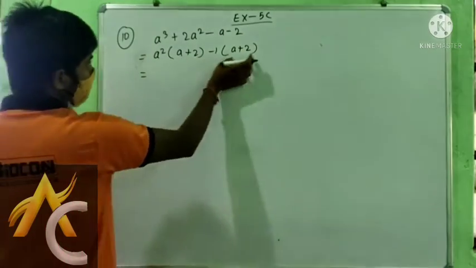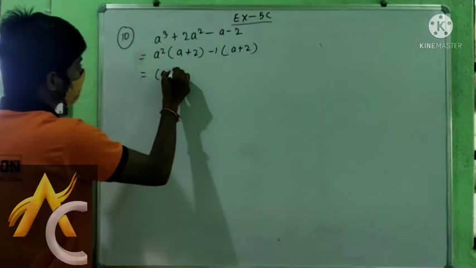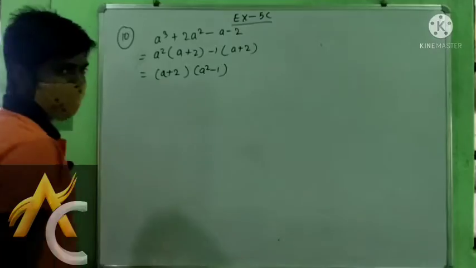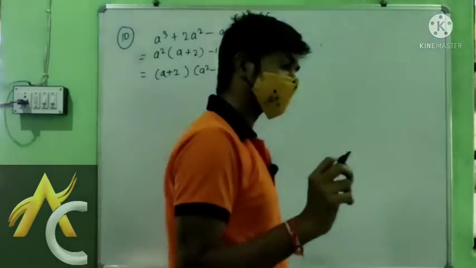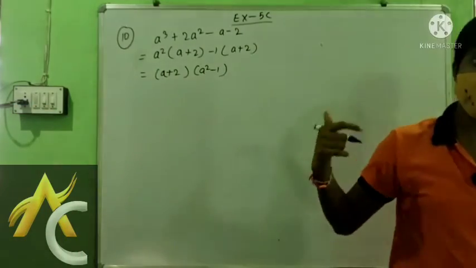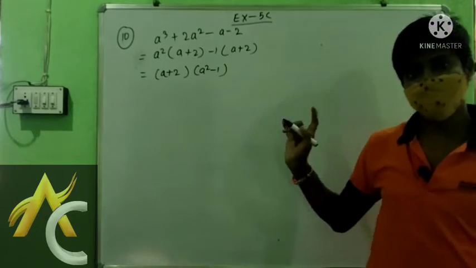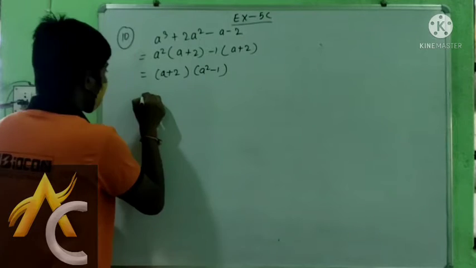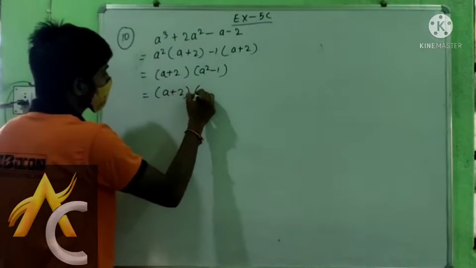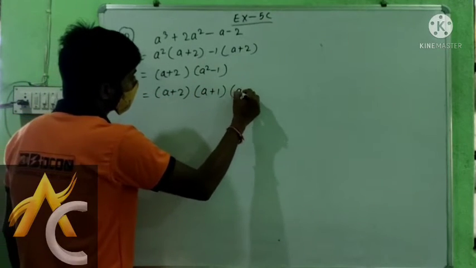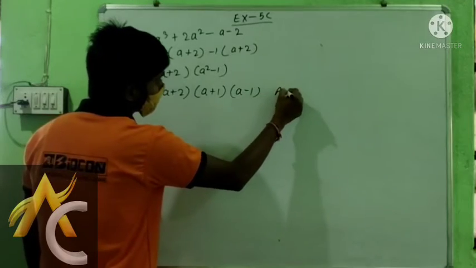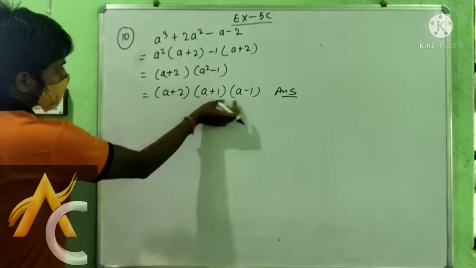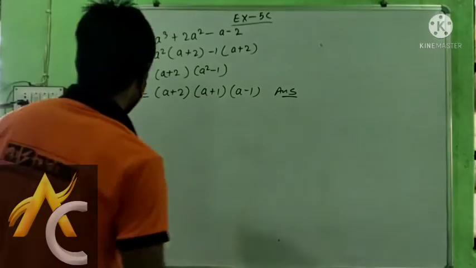So when we take a plus 2 common again, it will be a plus 2 into a square minus 1. Now as we know that 1 is the square of 1, it is in the form of a square minus b square. So we can write a plus 2 into a plus 1 into a minus 1. This is your answer. Alright.